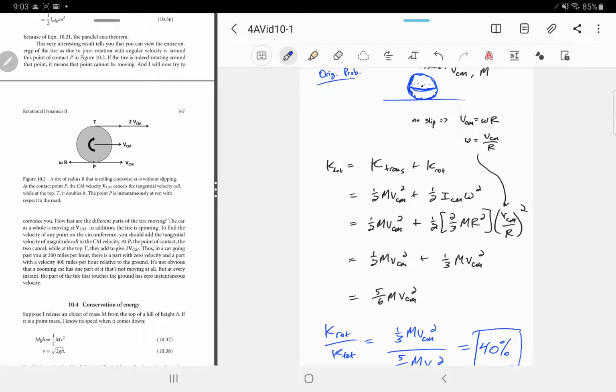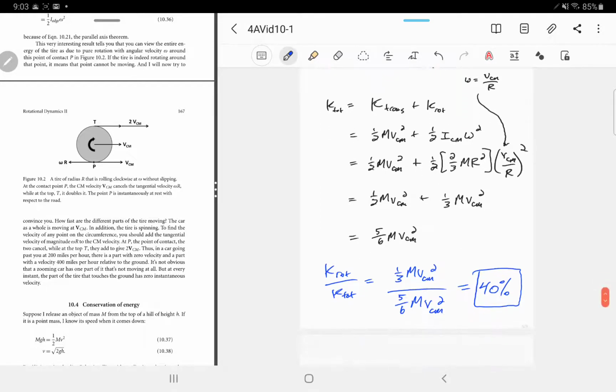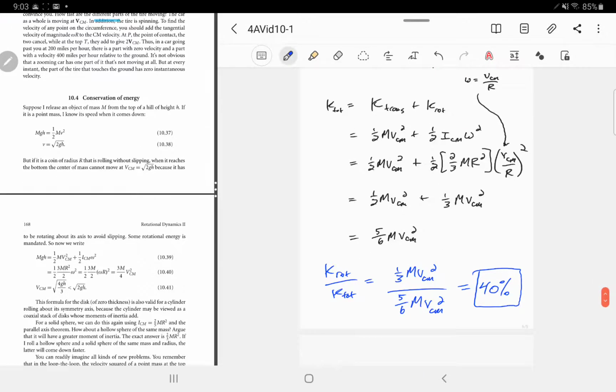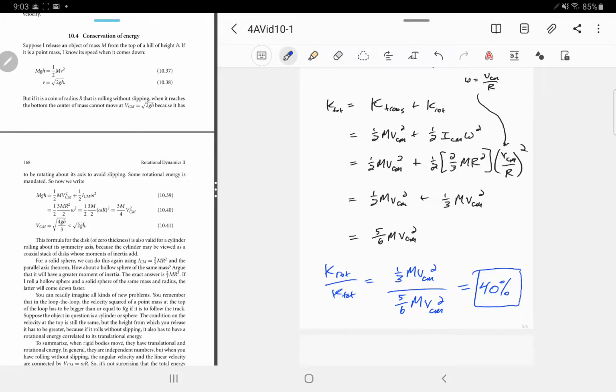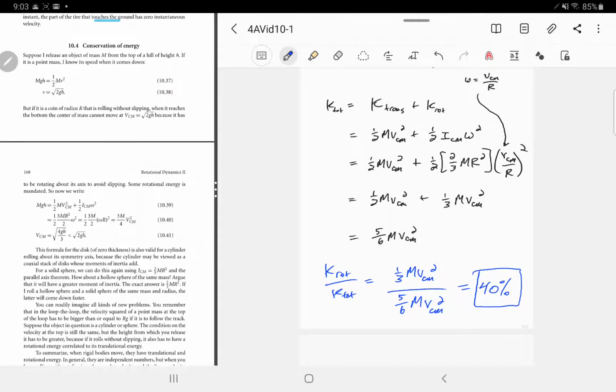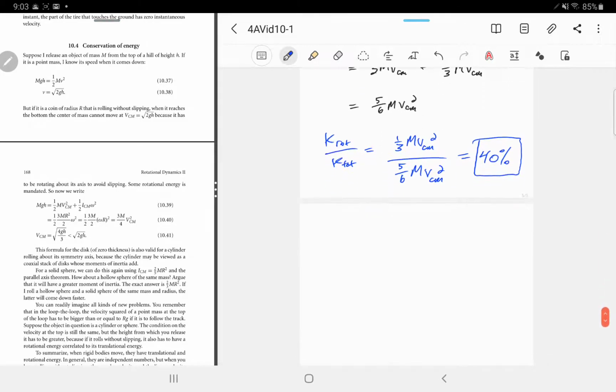translational. Okay. So the video is already 30 minutes. I'm going to wrap this up. I'll just mention that your book talks about conservation of energy. So you've got to be careful now with conservation of energy problems. He talks about a ramp where you have a ball now with maybe some moment of inertia. If you are going to find out how fast the ball is moving when it gets to the bottom of the ramp, you can still use conservation of energy.